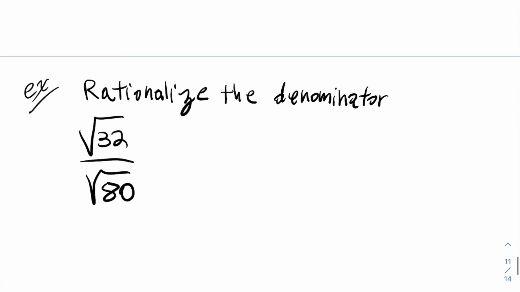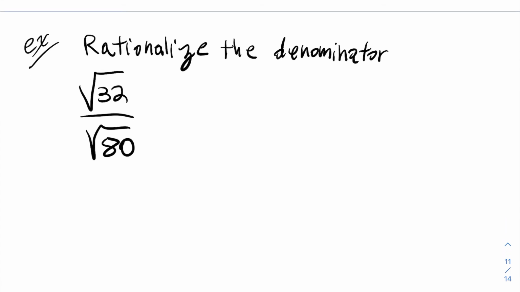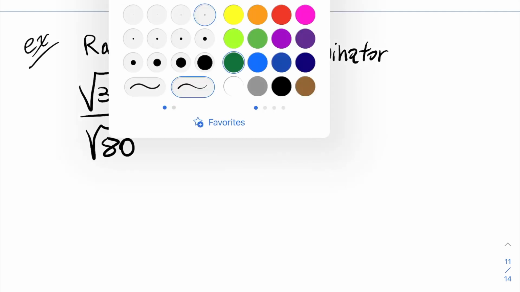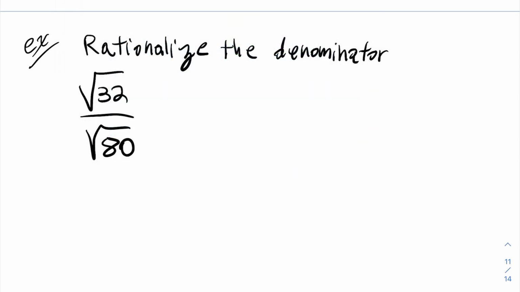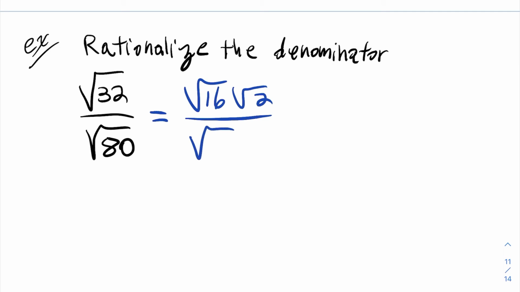Let's try another one. Here we have the cube root of 32 over the cube root of 80, and they want me to rationalize the denominator. Before I do that, what I usually do is simplify everything to see if I can work with smaller numbers. On top, I can reduce that to 16 times 2, which is nice. On the bottom, I can reduce that to 16 times 5, which is nice also.